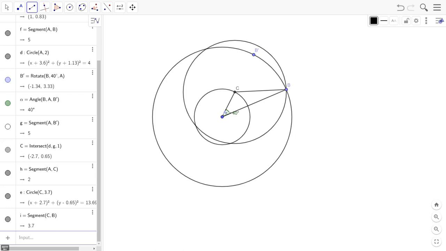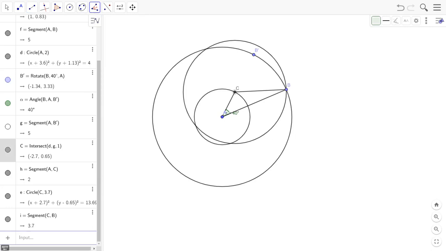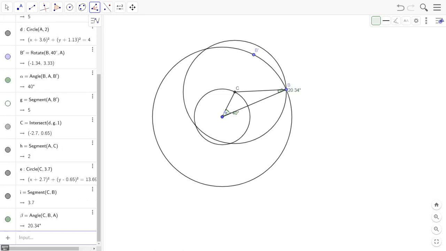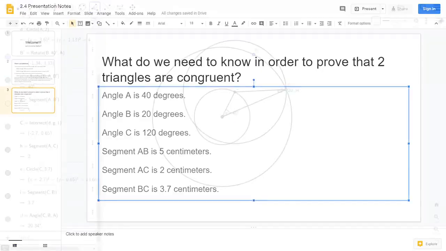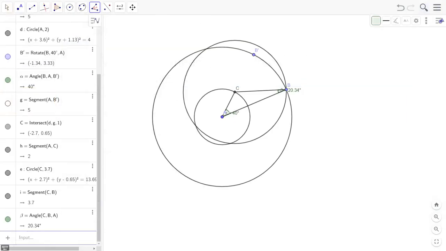All right, so from here, I'm then going to make sure that angle B is 20 degrees. So I'm going to use my angle tool, just my angle tool. I don't need to have a given size because I have my angle already. So then I'm going to go around point B, so I'm going to go angle CBA, and I got 20.34 degrees. Okay, not exactly the 20 that we were given, but pretty close. 20.34 is pretty close to 20.